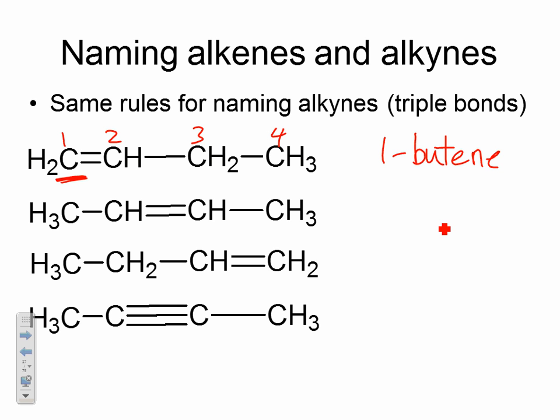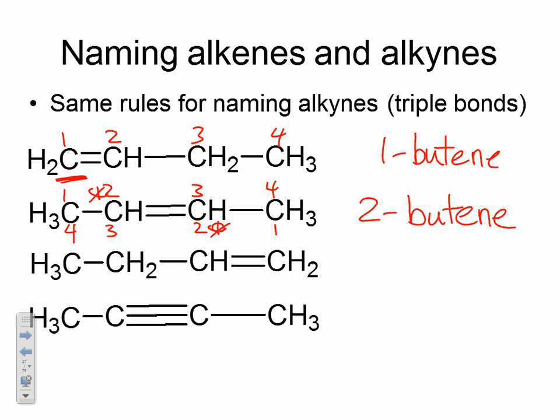This next compound also contains 4 carbons, so it has the but- prefix. It also contains a double bond, so it will also have the -ene suffix. But now, notice that the double bond starts at the number 2 carbon. Now I could number this left to right. I could also number this right to left. In both cases, the double bond starts at the number 2 carbon, so I know that this is 2-butene regardless of the direction that I'm numbering it.